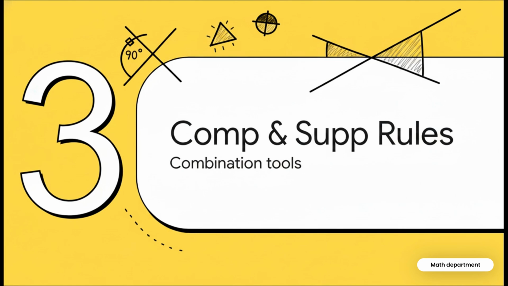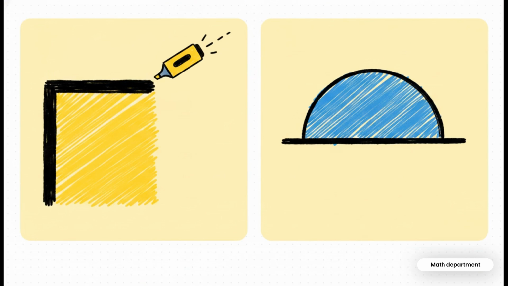Okay, let's switch gears to Section 3, Complementary and Supplementary Rules. These are the combination tools of our geometry toolkit. I highly recommend highlighting these definitions in your notes because they are literally the keys to unlocking complex geometry puzzles. Complementary angles are 2 angles whose measures add up to exactly 90 degrees. Supplementary angles are 2 angles whose measures add up to exactly 180 degrees. An easy way to remember?